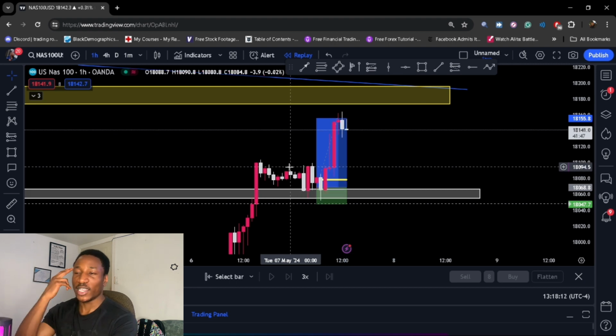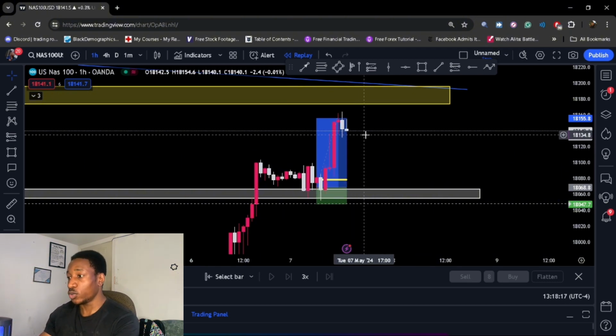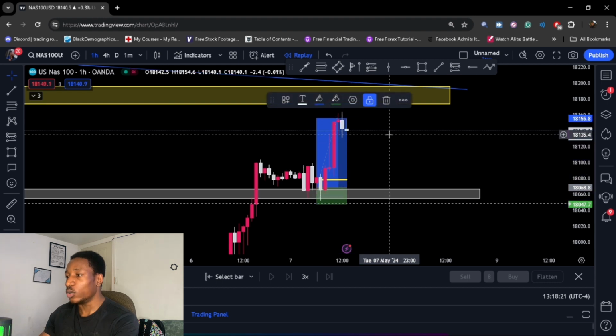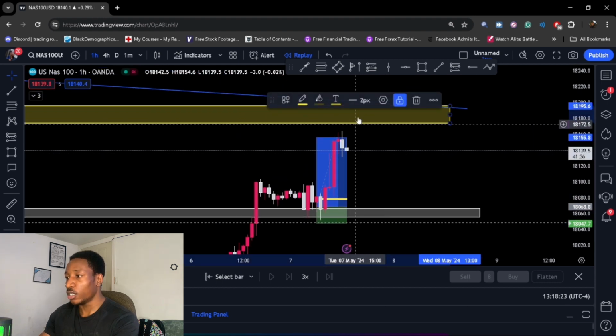But, guys, psychology, man. At the end of the day, guys, you still have to hold. Right now, price looks like it wants to sell. It might sell, who knows? But, guys, I'm going to keep holding till price reaches this yellow area here.